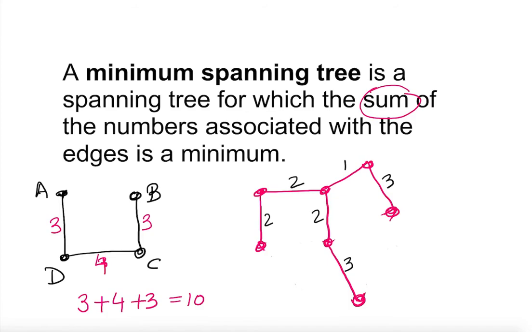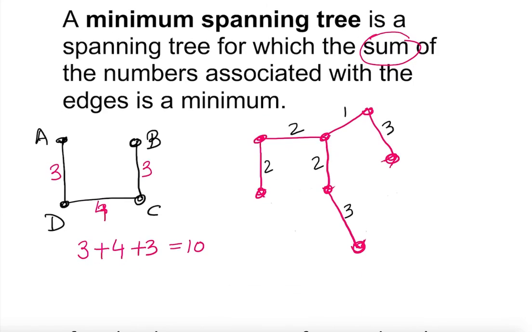So in this case, my minimum spanning tree is going to be 2 plus 2 plus 2 plus 3 plus 1 plus 3. That is going to be 4, 7, 9, 10, 11, 12, 13. So 13 is the minimum spanning tree, clearly as you see.